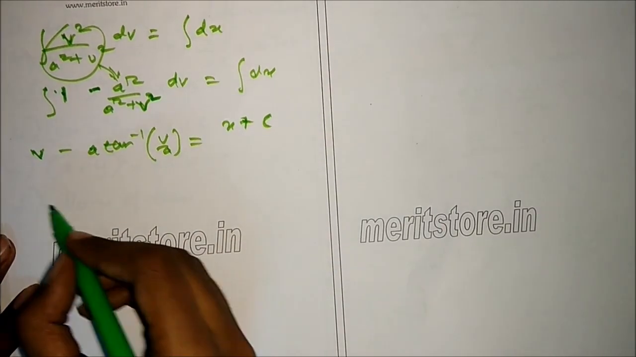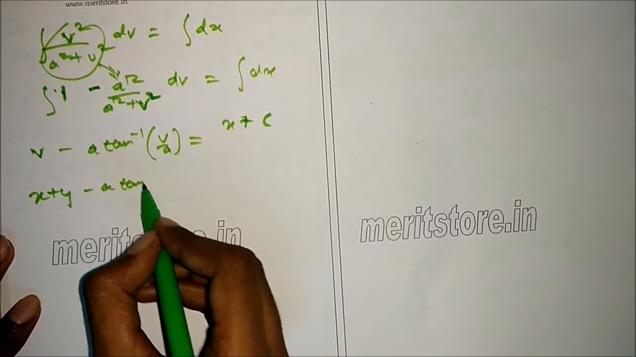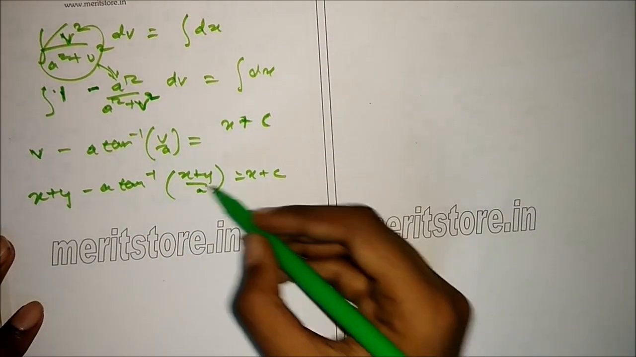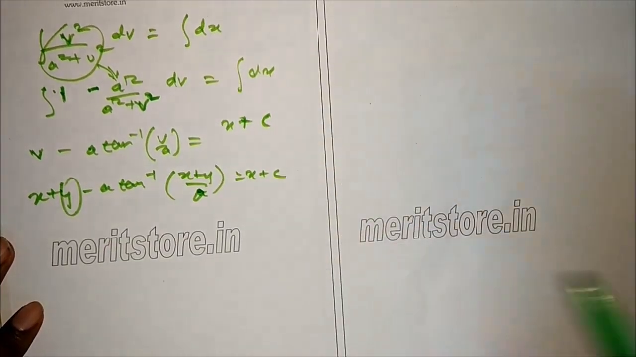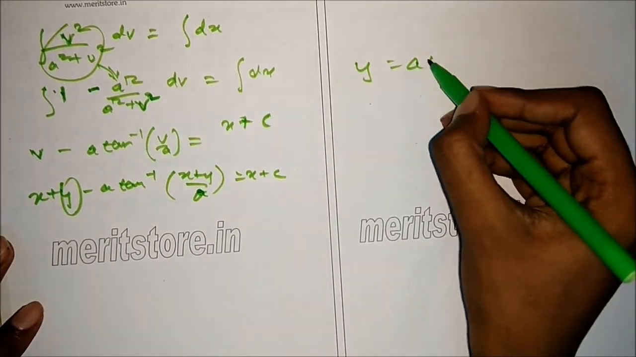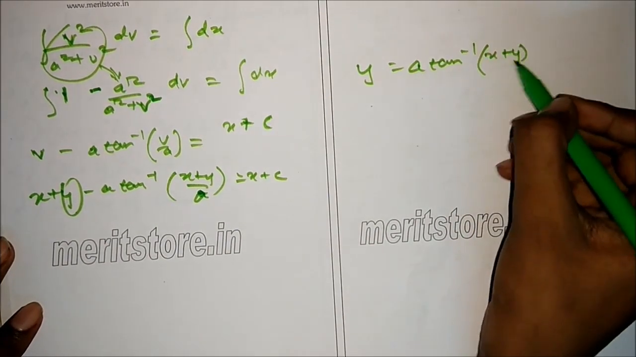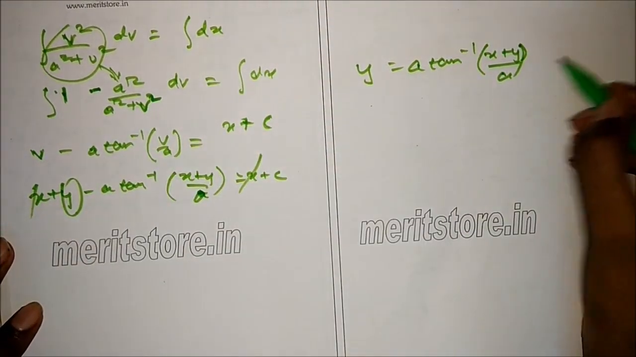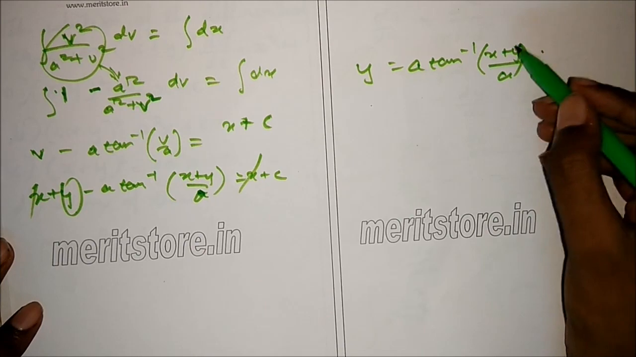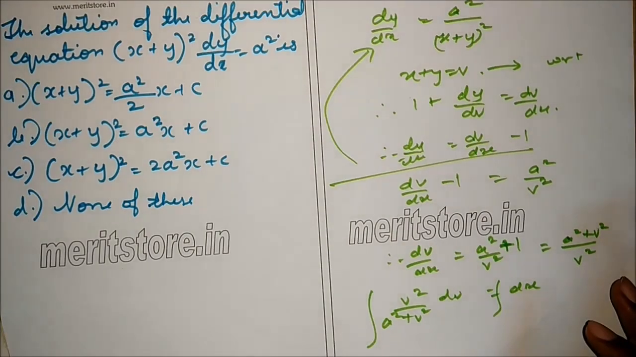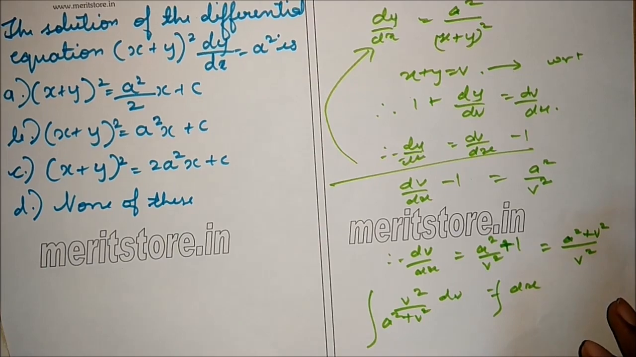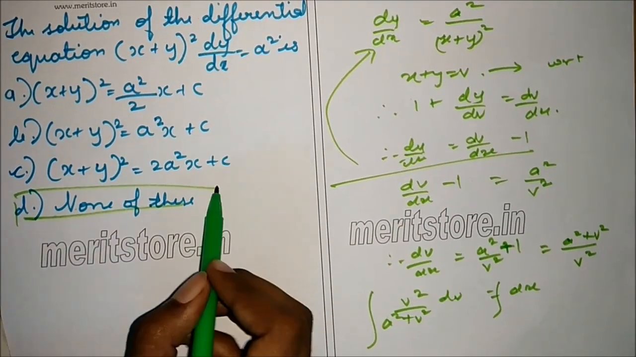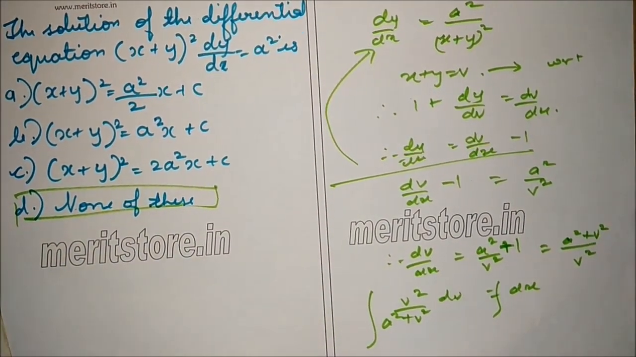But v is x plus y, so this will be x plus y minus a tan inverse of (x plus y) by a is equal to x plus c. So shifting terms to the other side except y, we get y equals a tan inverse of (x plus y) by a. Now x gets cancelled on both sides, so we are left with a tan inverse of (x plus y) by a plus c, which is option D, none of these, since none of the options contain the term tan inverse of (x plus y) by a.